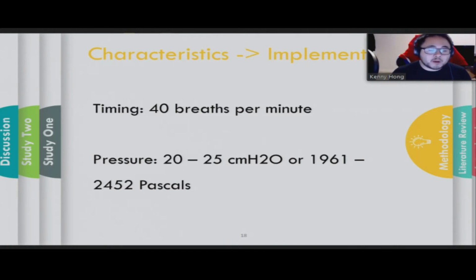So now we had to take the key characteristics and implement them. The timing of the implementation was 40 breaths per minute, and our goal pressure was 20 to 25 centimeters of water, or 1,961 to 2,452 pascals, which are the numbers that you'll find in the textbook.